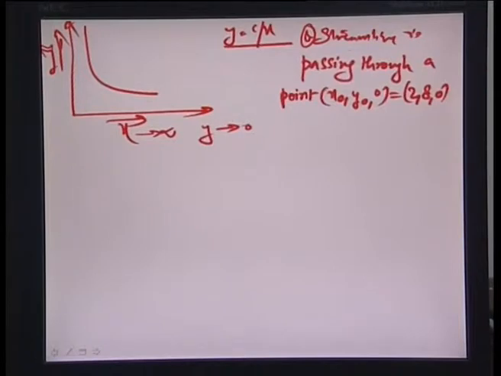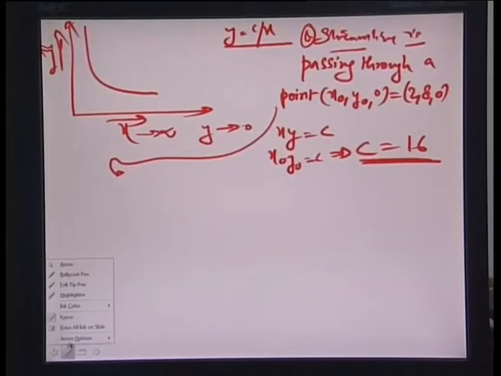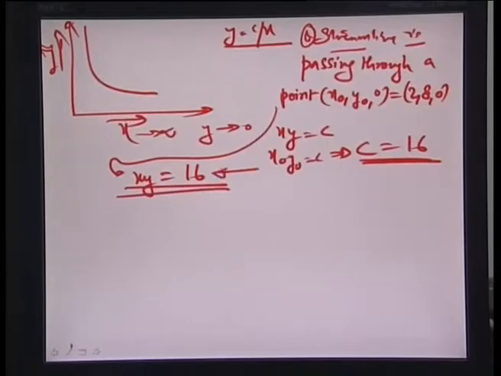So, assuming that the streamline follows an equation xy equal to c, therefore x0 y0 should be also equal to c, and hence c becomes 16 in this particular case, okay. And therefore, the equation of such a particular point here would be typically xy equal to c equal to 16. So, this is the equation of the streamline passing through the point x0 y0 0 2 8 0, okay.